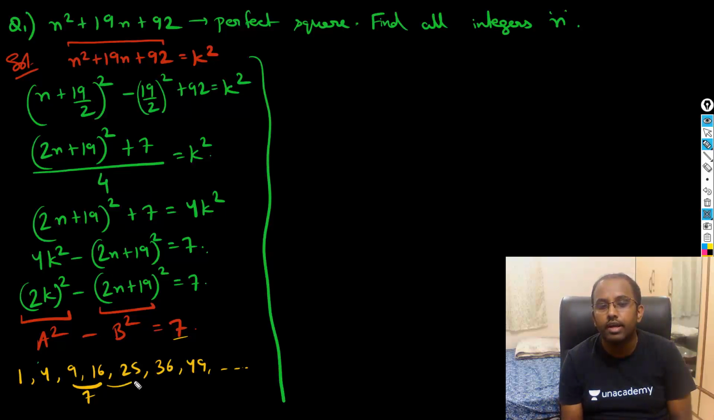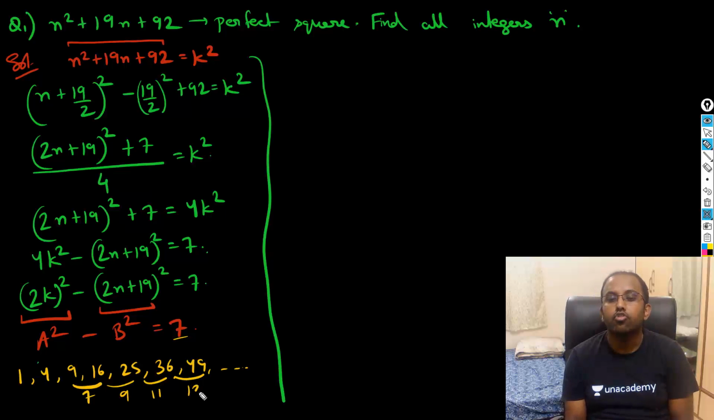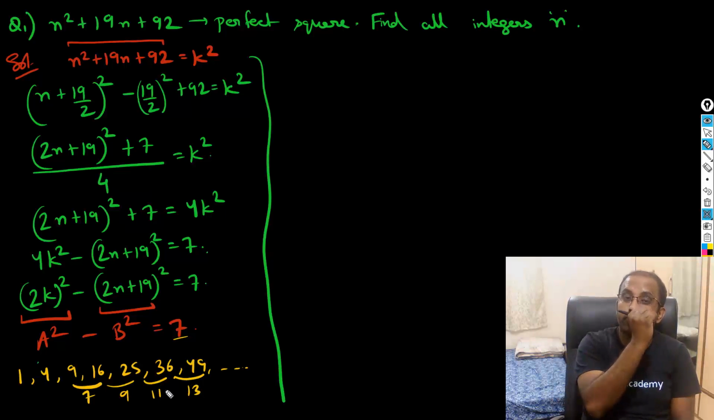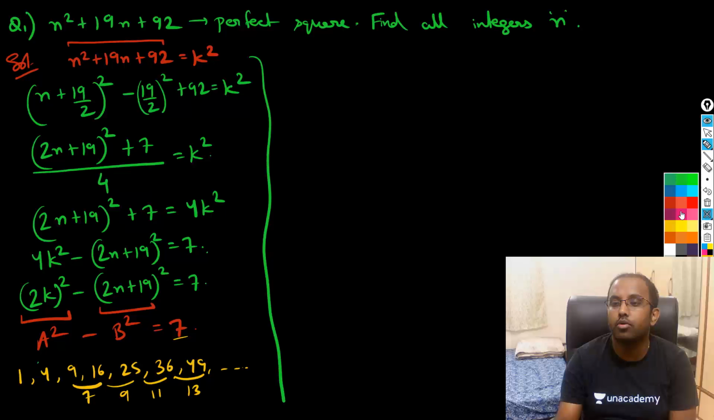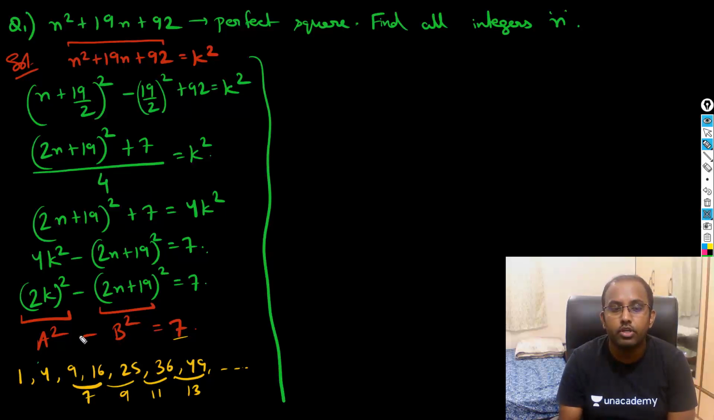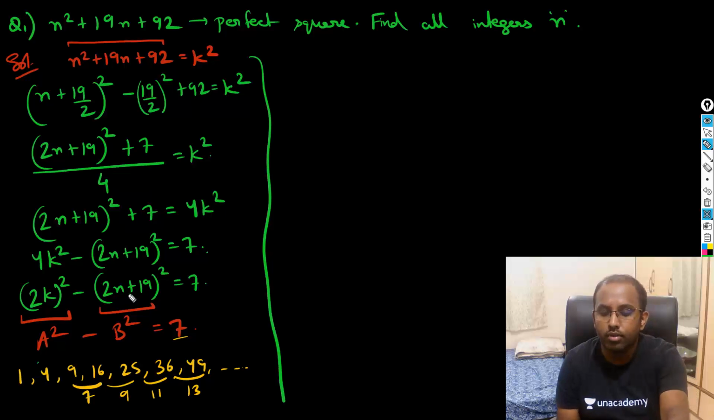The difference is now 7, then it becomes 9, then 11, 13. So there is no point taking further values. So 9 and 16, that difference is 7 here. So I can be sure that 2n plus 19 will be equal to some 4 square, and this will be equal to some 3 square.